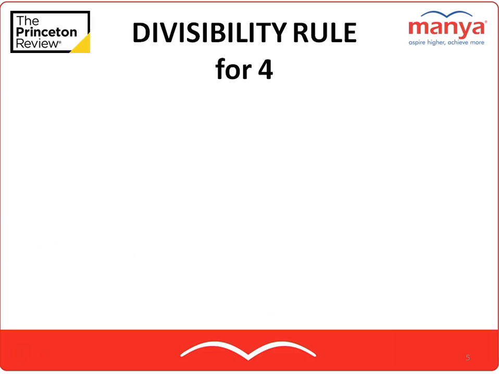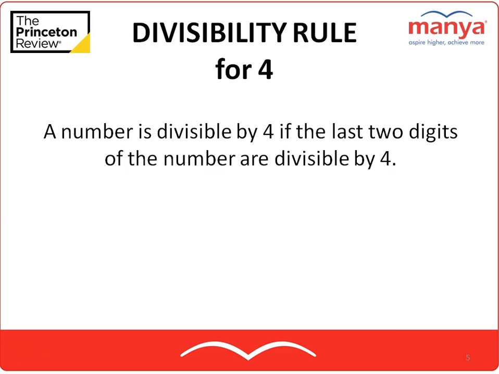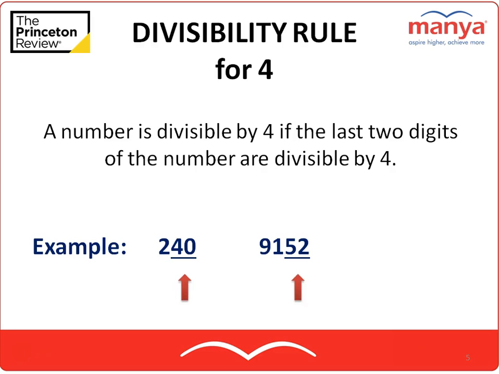Actually, a number is divisible by 4 if its last two digits are divisible by 4. For example, 240 and 9152. As you can see, the last two digits in these two numbers are divisible by 4. Isn't it simple and yet amazing?